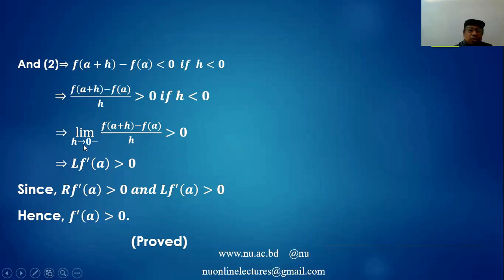So it is indicating a substitution, the limit as h tends to 0 with the negative sign, the left hand, so f of a plus h minus f of a divided by h is greater than 0. This is indicating the left hand derivative. So the left derivative of f at a is greater than 0. Since the right derivative is greater than 0 and the left derivative is greater than 0, hence f prime of a is greater than 0. Very interesting problems.